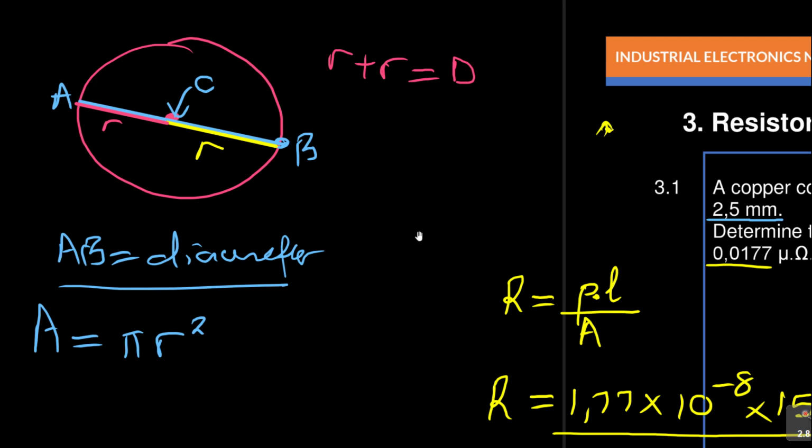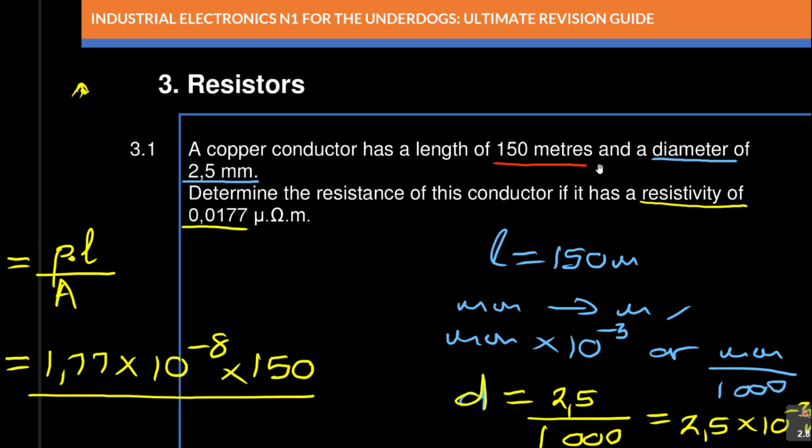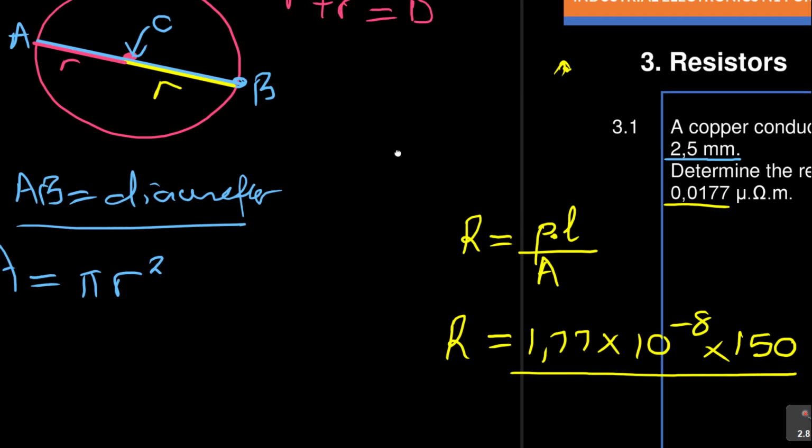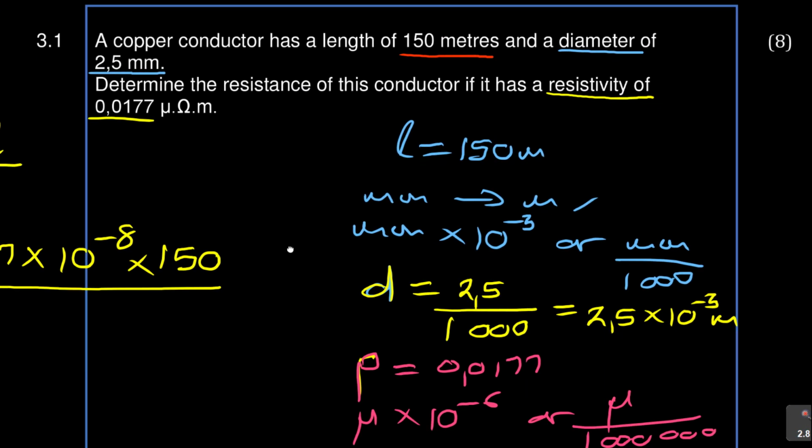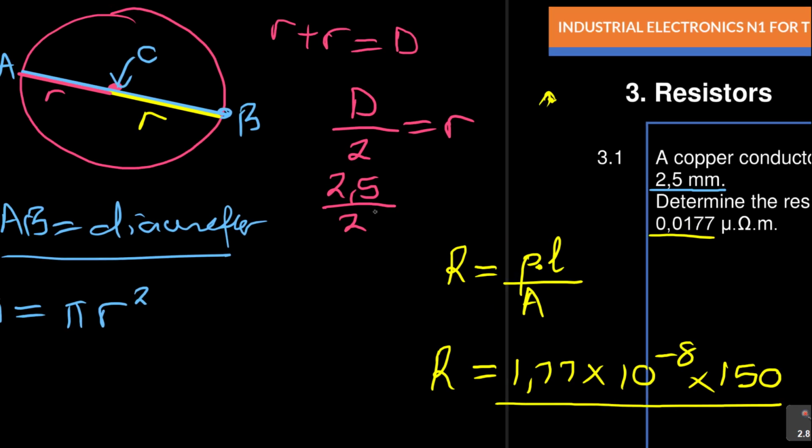So now the question is, since they gave me the diameter of what? Of 2,5. It means I can take this diameter, and if I divide by 2, I will get the radius. So take the diameter, divide by 2, you get the radius. So what was our diameter? It was 2,5. You divide by 2, but remember we converted these. It became what? 2,5 times 10 to the power negative 3. So if I say 2,5 times 10 to the power negative 3, divide by 2, it will be my radius. And now what will be my radius?